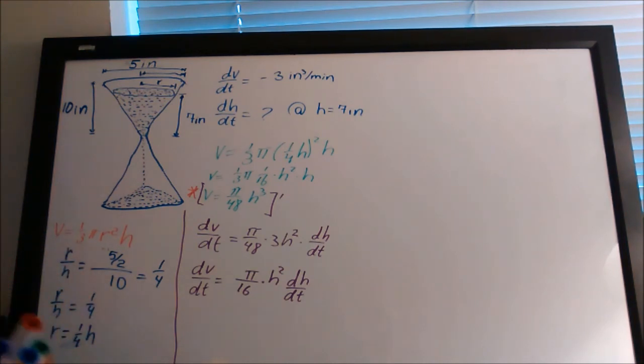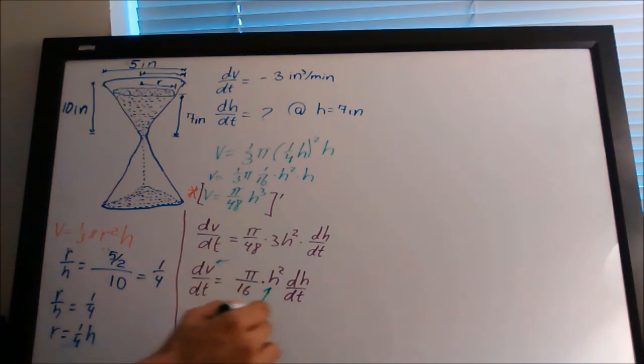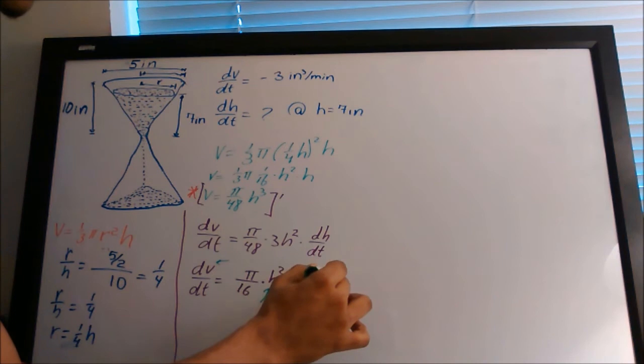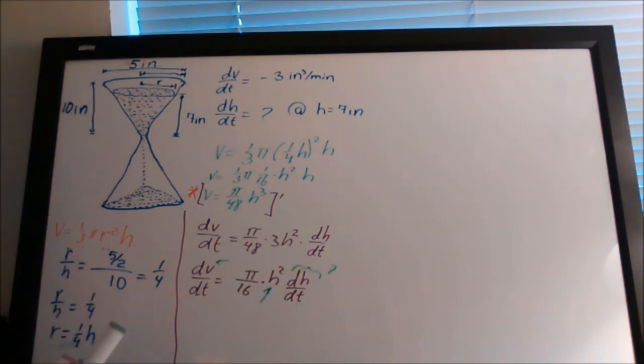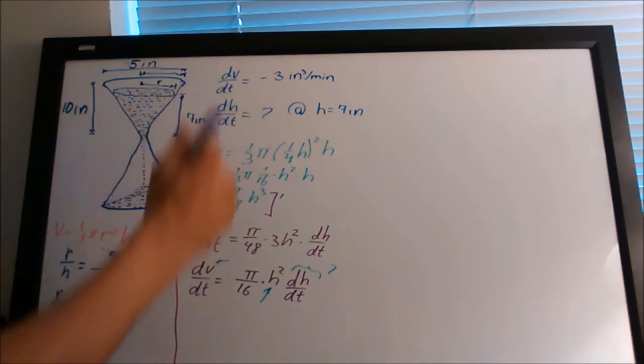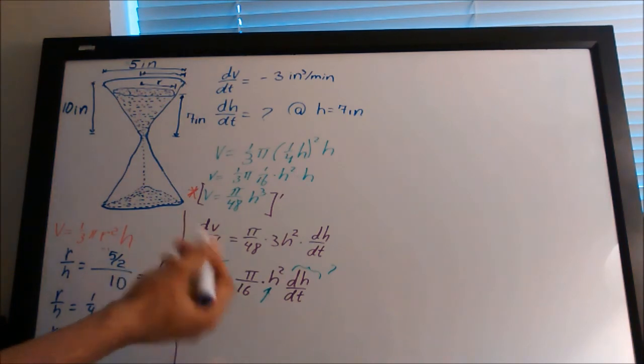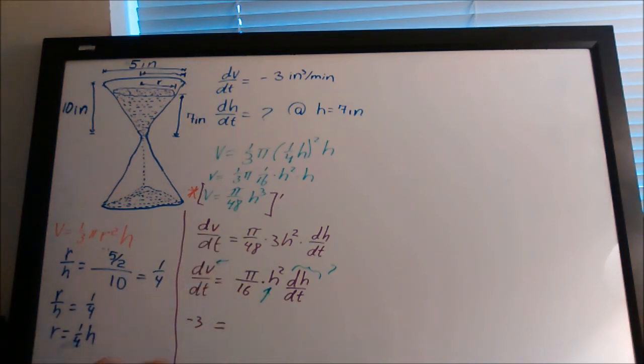Okay? So now, in this equation, we know what the value for height is. It's 7, and we know this as well. So we are looking for this. All we need to do now is replace these two values and then solve for the derivative of the height with respect to time. So we know that the rate of change of the volume is -3. This is cubic inches per minute, but we're not going to write it here.